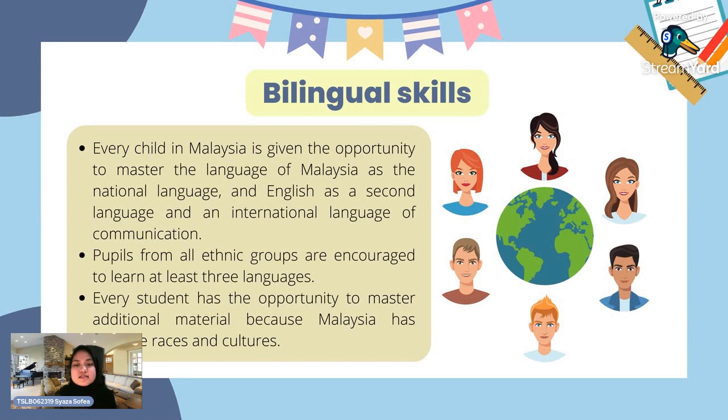So the next skill is known as bilingual skill. Every child in Malaysia is given the opportunity to master Bahasa Malaysia as the national language and English as a second language, and also as the international language of communication, in an education system that practices bilingualism. Students from all ethnic groups are encouraged to learn at least three languages such as Bahasa Malaysia, English, and other languages like Mandarin, Tamil, Arabic, as well as other native languages such as Iban and Kadazan Dusun.